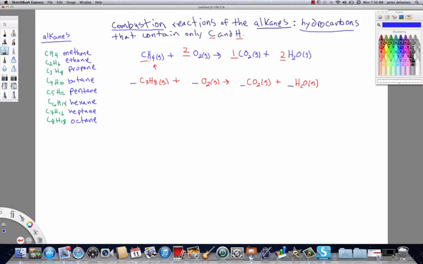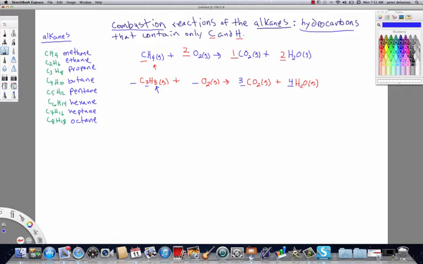Now remember my rule of thumb. This is an odd-numbered alkane. There are 3 carbons here, so we're going to go straight to the CO2 and balance it based on the subscript in the starting compound. So we're going to put a 3 here. Then we're going to go to the H2O. Coming back to the propane molecule, we see there are 8 hydrogens in it. So we're going to need 4 H2Os on this side of the equation, 4 times H2O.